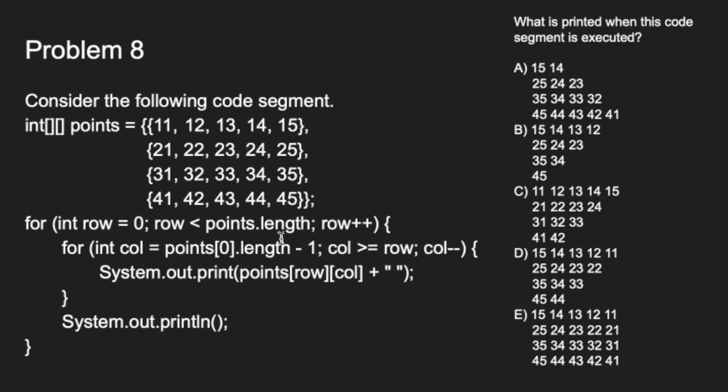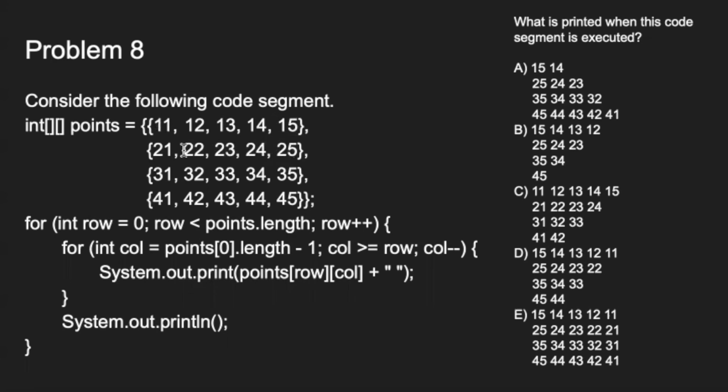First we start with row equals 0, and column starts at this element right over here and goes down. So we print out 15, 14, 13, 12, and 11. After that, we indent, and then row becomes 1. Then column starts here, so we print out 25, 24, 23, 22.